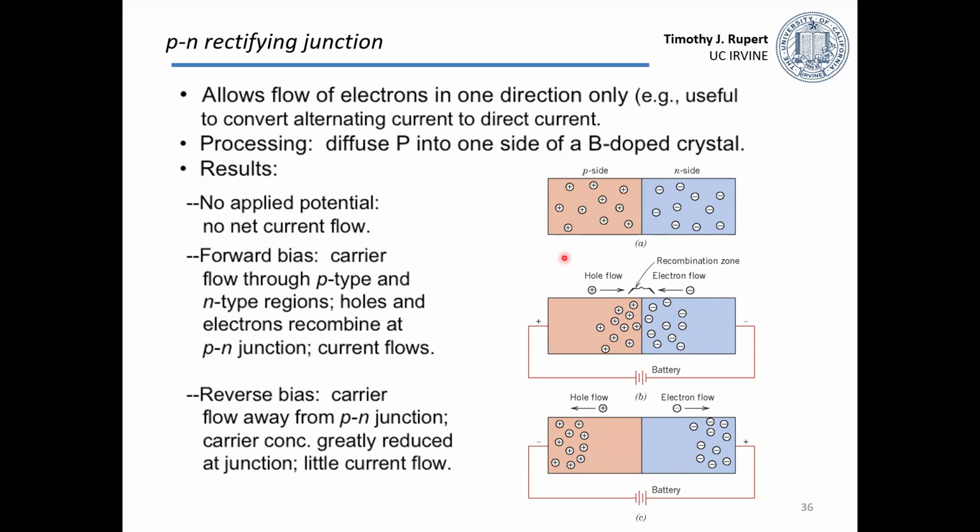The effect is that when we have a forward current or a forward bias, we have relatively easy flowing of the current. When we have a reverse bias, we have very little current flow.